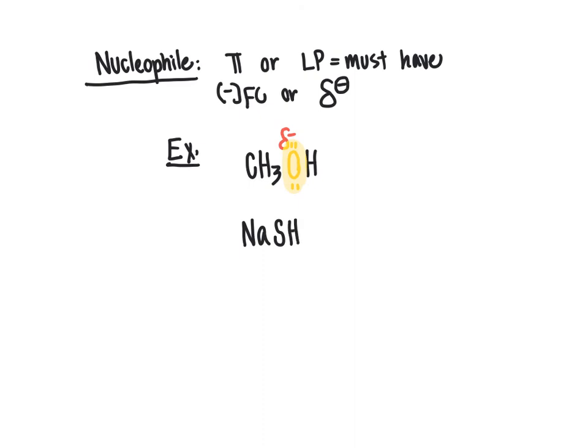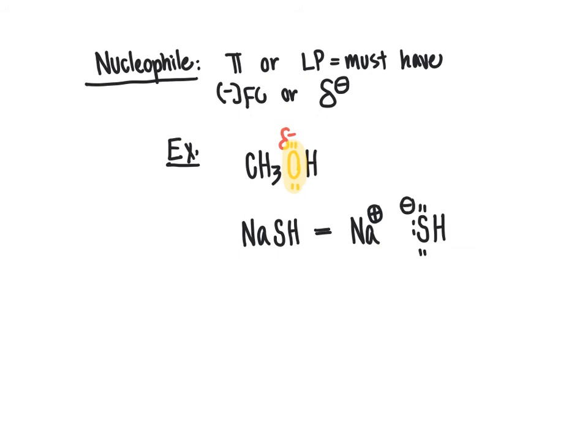So in this compound, remember that there's an ionic bond between the sodium and the sulfur because the electronegativity difference is pretty big there. So the electrons are going to be exclusively held on the sulfur. So if we look at the structure of this, what we're going to have is like so.